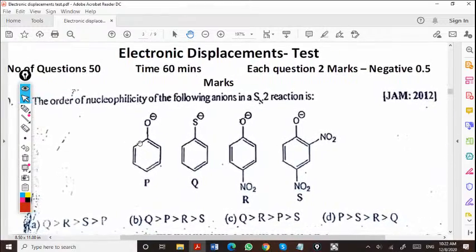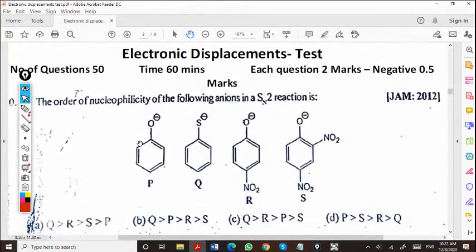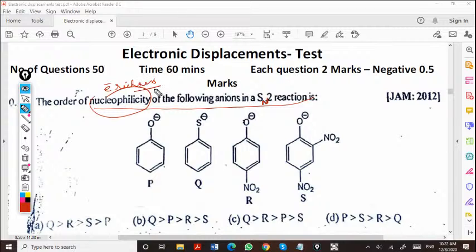Next, this question was asked in 2012. Nucleophilicity of the following anions in SN2. SN2 is a nucleophilic substitution reaction. Nucleophilicity is nothing but electron richness. The more the electron richness, the more will be the nucleophilicity.